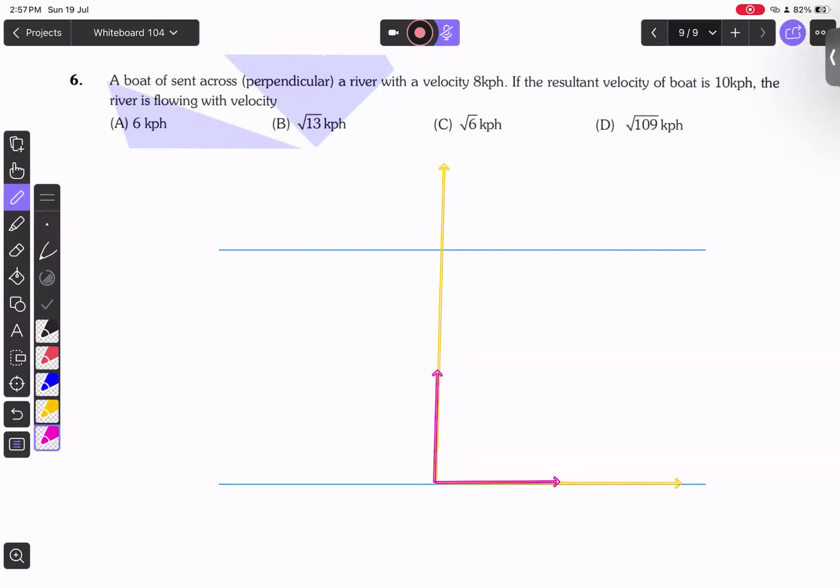So what is given is the velocity of the river is this side, and that is given to us. And the boat is sent perpendicular to the river flow, means the velocity of the boat with respect to the river is like this, and that is not given to us. But the resultant of this flow, VB, is given to us. So VB will be somewhat like this. And VB equals VR plus VBR, correct?